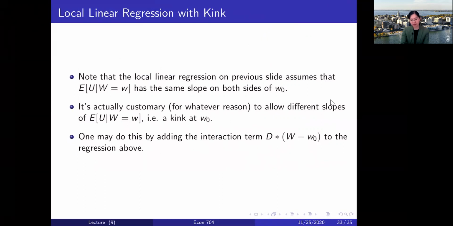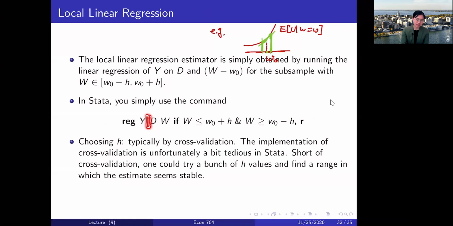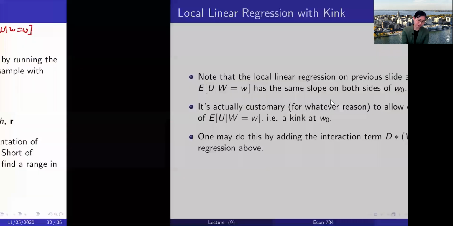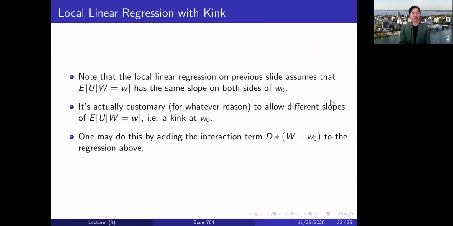Notice that you want to include the interaction, or the product, between D and W minus W0, because if you don't subtract W0 from this interaction term, then the coefficient on D will not be the estimate for the causal effect. But if you do subtract W0 from W, then you can still take the coefficient on D as the estimate for the causal effect beta 1. So that is sharp RDD, how you do it in Stata.